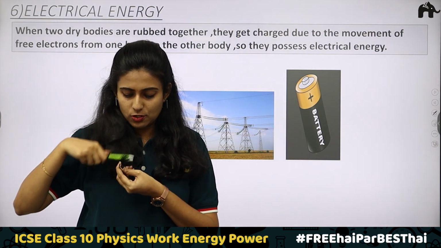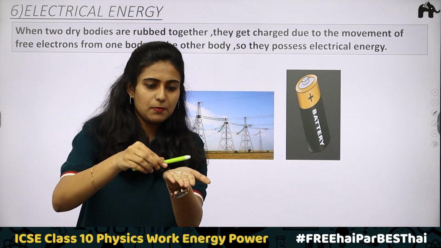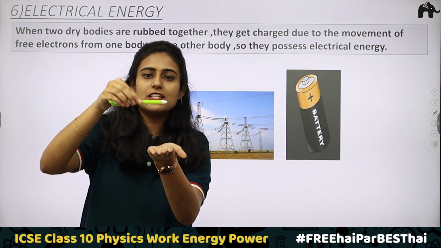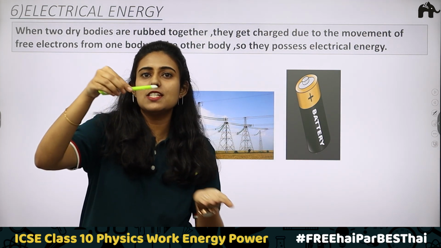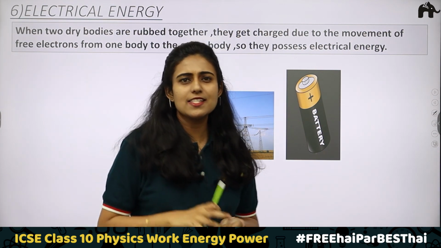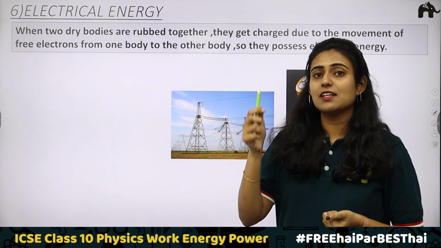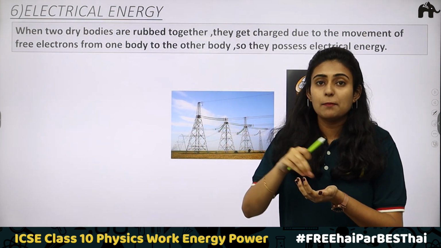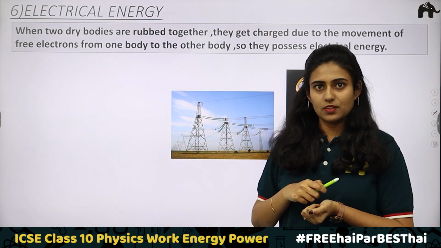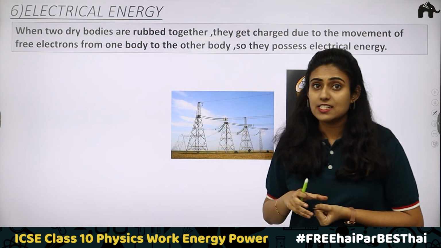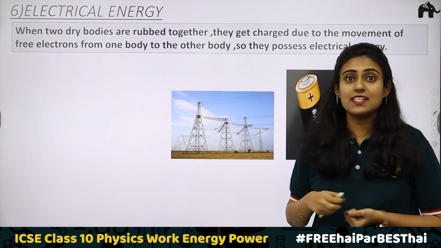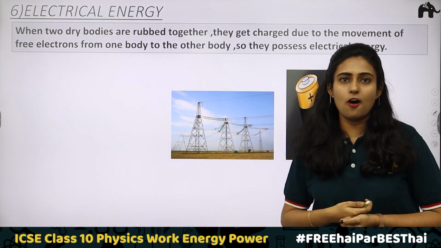Now let's see what is going to happen. I am going to keep it near this paper. The paper will start clinging to this pen. So what has happened? The charged pen helped the paper to cling over it. Here the energy is electrical energy. The pen has electrical energy due to the flow of electrons.